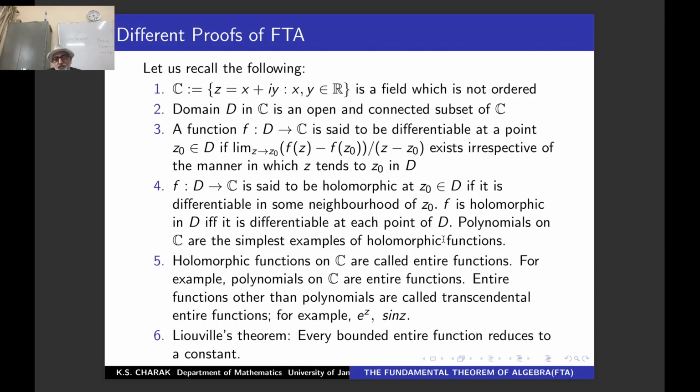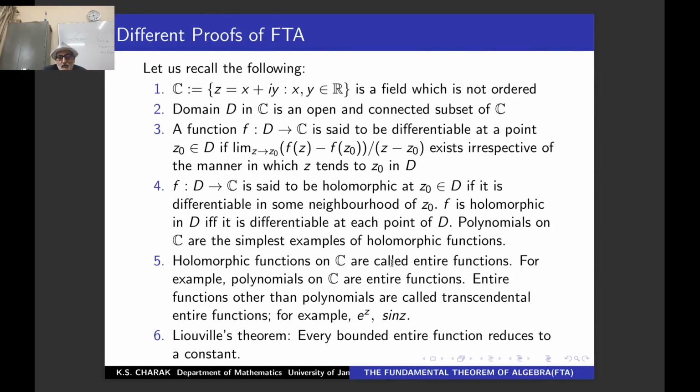What are the simplest examples of holomorphic functions? The polynomials. And if you look at the algebra of holomorphic functions, the sum of holomorphic functions is always holomorphic, the product of holomorphic functions is holomorphic, and the quotient of holomorphic functions is holomorphic provided the denominator is not 0. That thing is to be there. As I said, polynomials on C are the simplest examples of holomorphic functions, and generally the holomorphic functions on C are called entire functions.